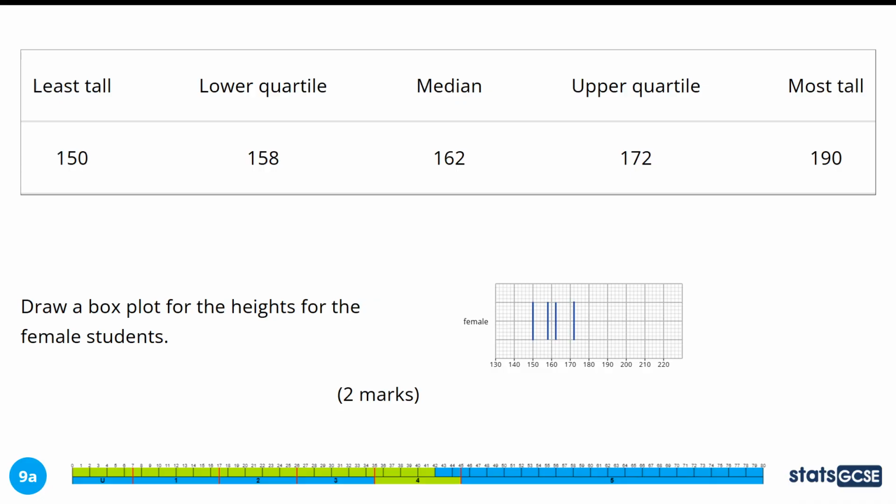And then 190 is the most tall. Now we need to join these up properly. So we have our little whiskers here, and then we've got the box here.